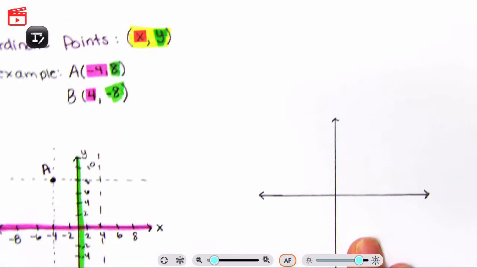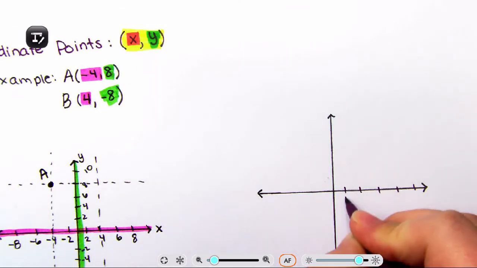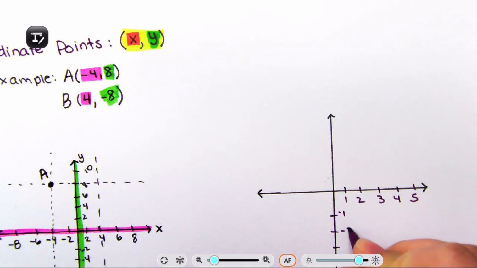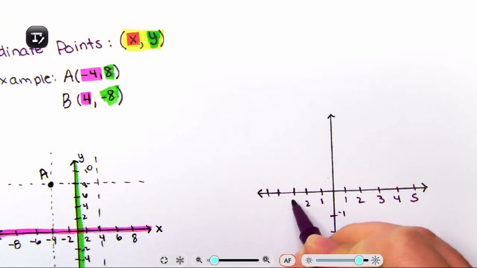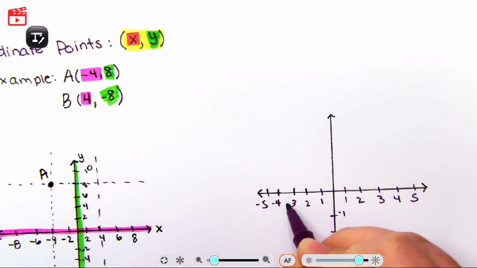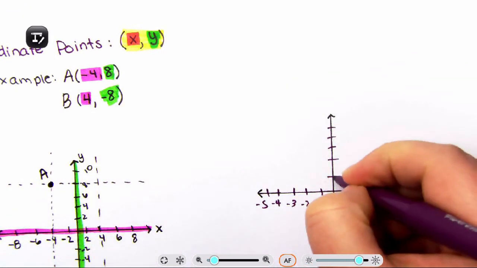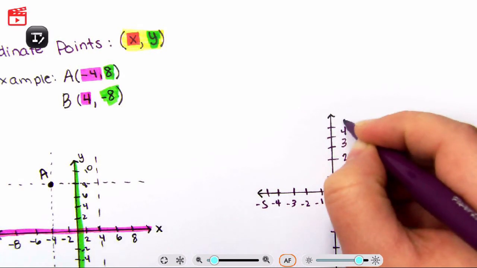Let's do a few more examples. Let's go ahead and number this real quick. Bear with me, I'm almost there. Almost finished labeling our plane. There we go.